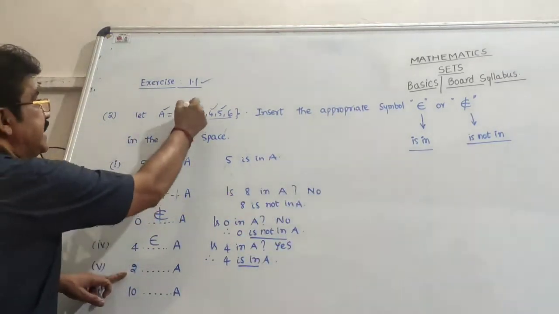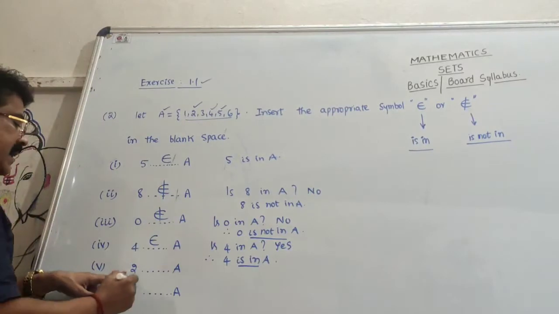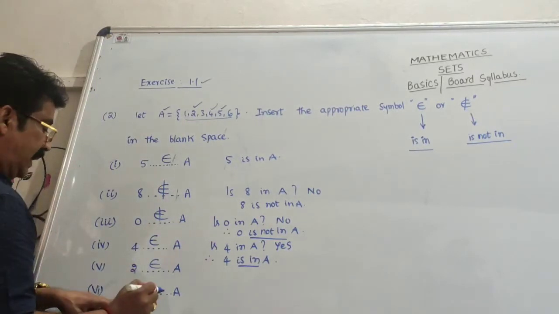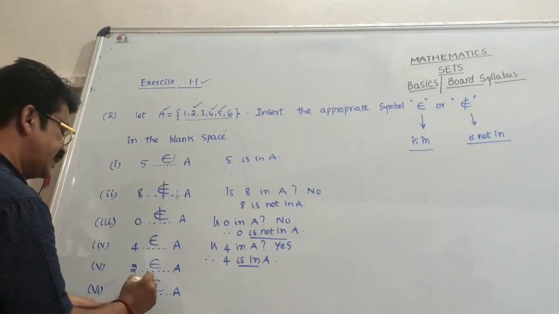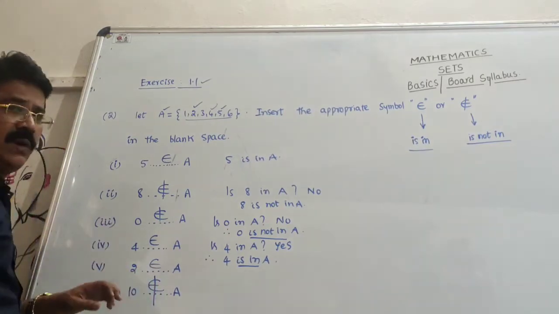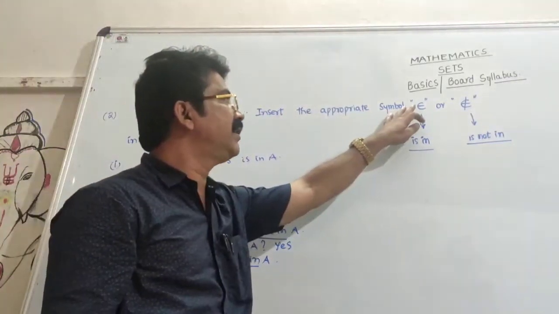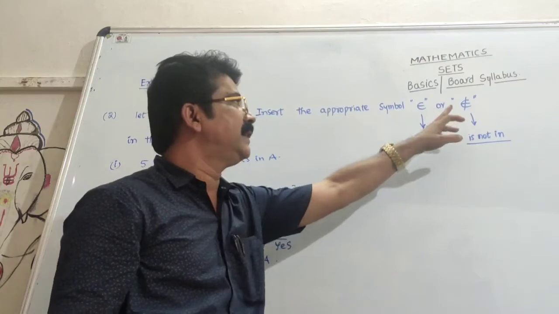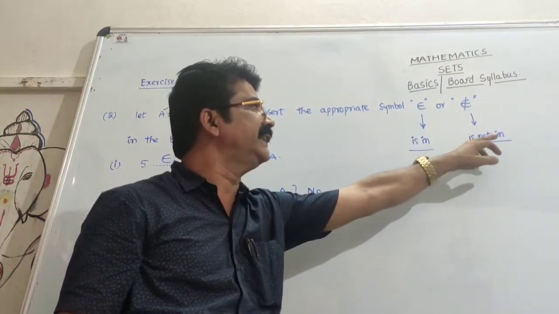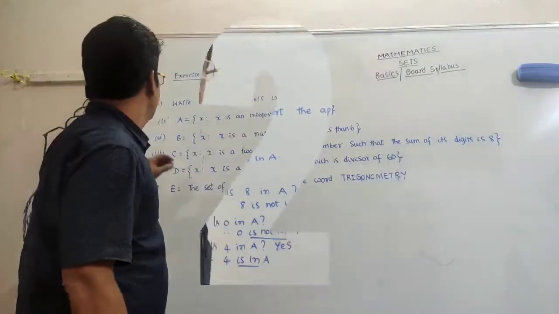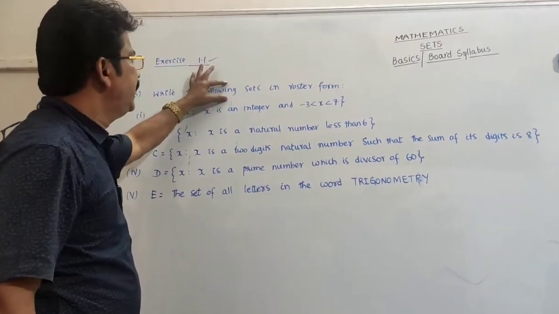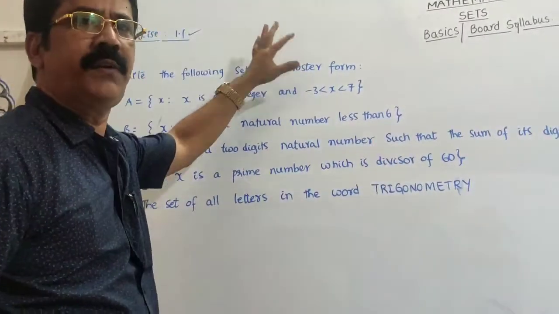Similarly 2. Is 2 in capital A? Yes. It is belongs to. 10. No. No means not belongs to. So simple meaning, belongs to means is in. Not belongs to means is not in. That's all.